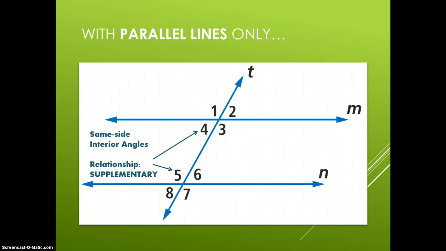Alternate interior are going to be congruent. But if they're the same side interior, they're supplementary. And supplementary, again, means what? Yeah, it means that they've got to be 180 degrees when added up together, their measures. So, same side interior, those are going to add up to 180.